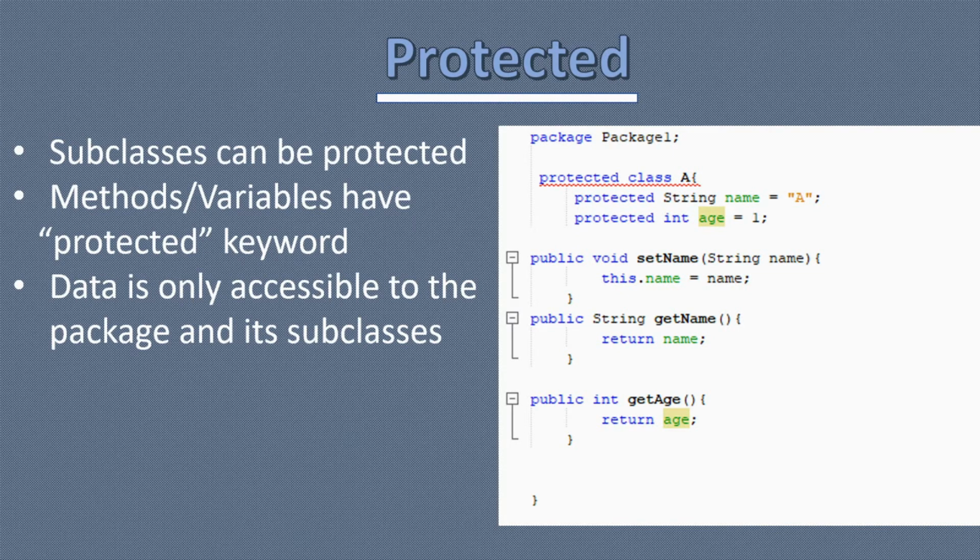Today I'm going to be discussing the access modifiers of protected and private. Now, starting with the protected keyword. The protected keyword means that data can only be accessible to the package and its subclasses. So your main class or the first class you create in your file can't be protected. It has to be public to be accessed by other packages.